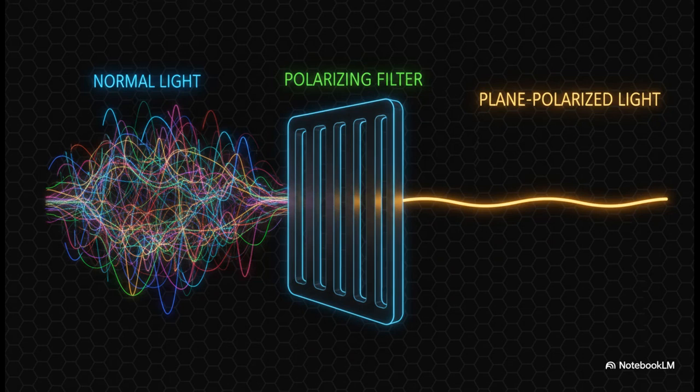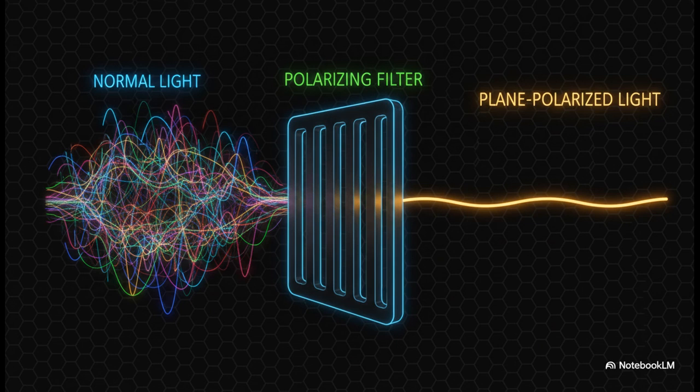Okay, to understand their superpower, we kind of need to talk about light for a second. Normal light is just vibrating everywhere, in all possible planes. It's messy, it's chaotic, but when you pass that light through a special polarizing filter, it gets organized. It comes out vibrating in just one single plane. This is what we call plane-polarized light, and it's the exact tool we use to test our molecules.